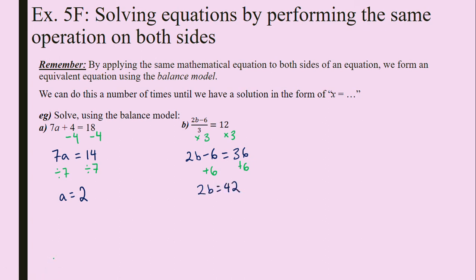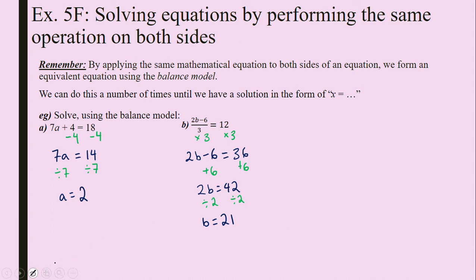And finally, if we divide both sides by 2, so instead of multiplying b by 2, we'll now divide it, that gets rid of that 2 in front of the b, and we'll get an equivalent equation of b equals 21. And that's it, that's our solution. We can substitute it back in to check. 2 times 21 is 42, minus 6 is 36, divided by 3 is in fact 12. So we have the solution to our equation.